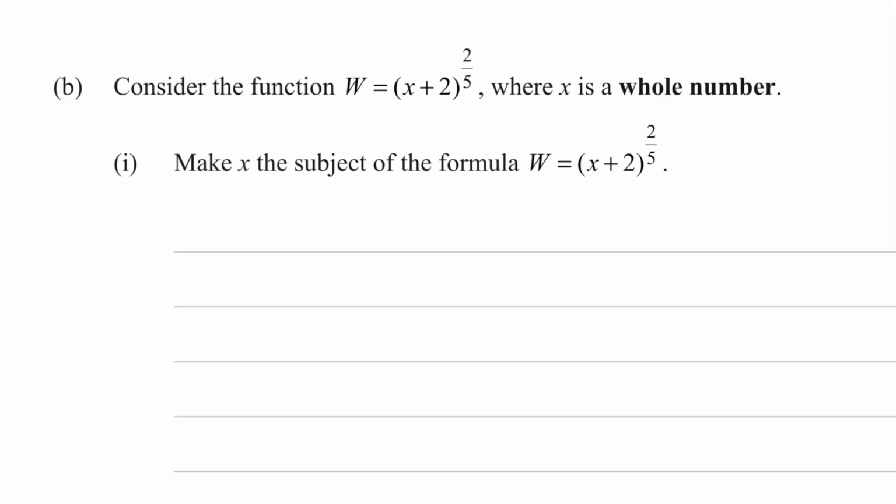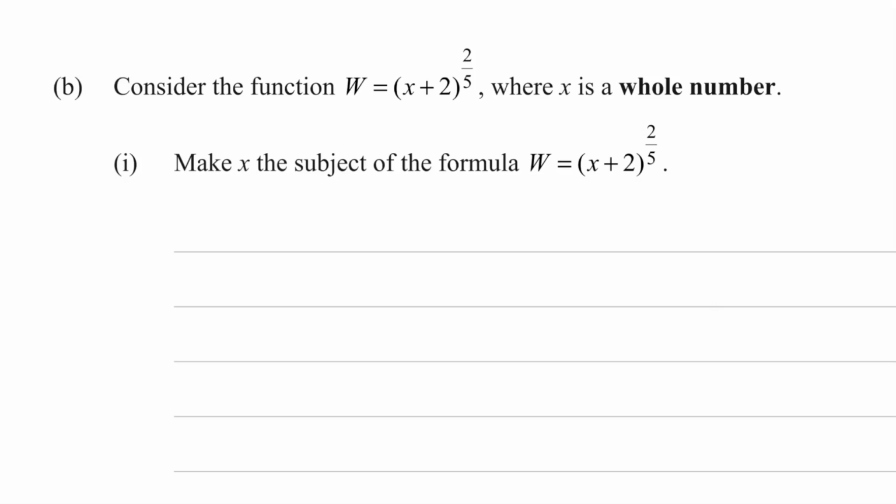We have a function w. It's like, where's Wally? Where's the function? It's right there. So x is a whole number. Okay, interesting. What type of function is this? Something with a fractional power, 2/5. And we're asked to make x the subject. So rearrange for x.